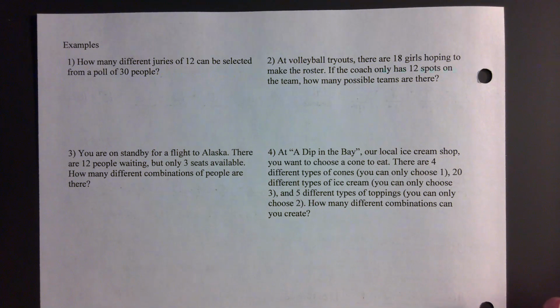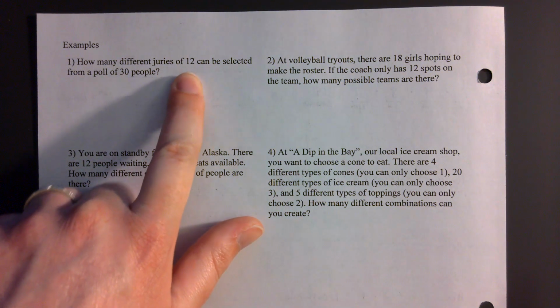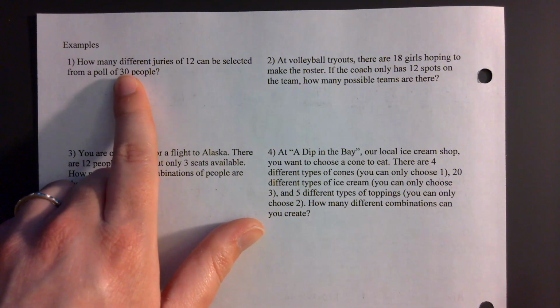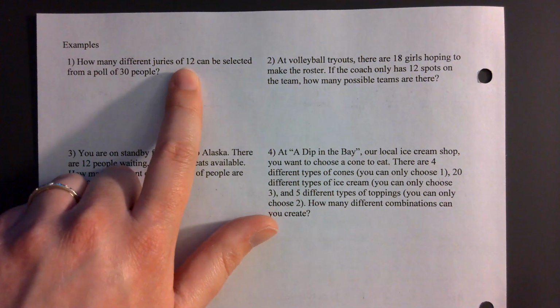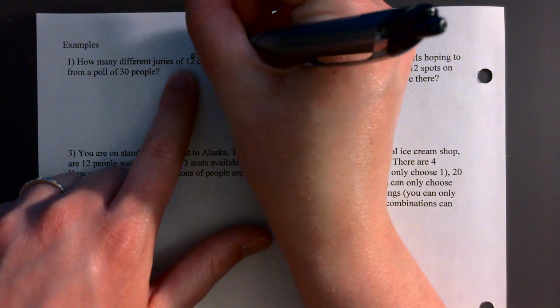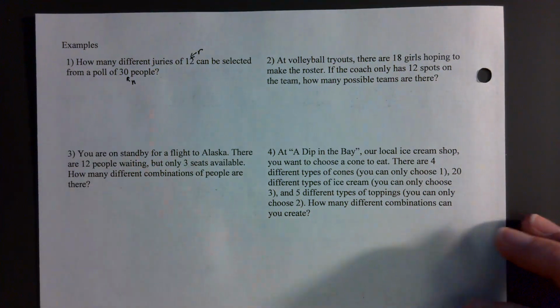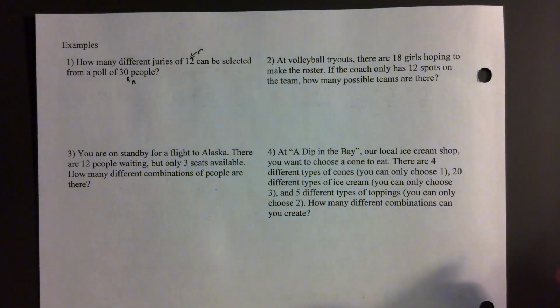All right, so once again, I like to take the permutation, divide by how many ways we're trying to rearrange it, and remove the repeats. Our order doesn't matter here, because we're looking at how many different juries of 12 can be selected from a pool of 30 people. So the 12 positions is our R value, and 30 people is the number of objects, our N.